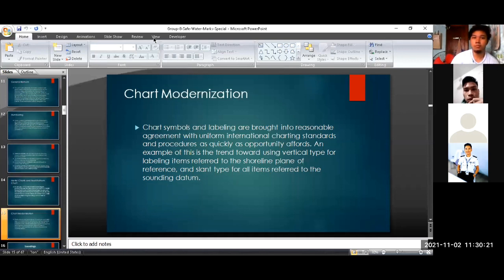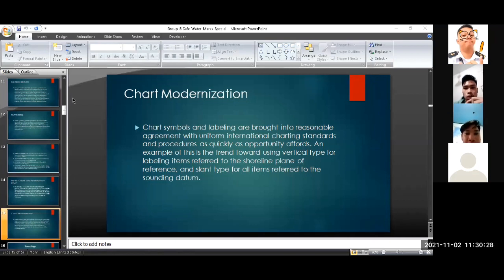So, chart modernization. Chart symbols and labeling are being brought into reasonable agreement with uniform international charting standards and procedures as quickly as opportunity affords. An example of this is the trend toward using vertical type for labeling items referred to the shoreline plane of reference, and slant type for all items referred to the sounding datum. Next slide, please.